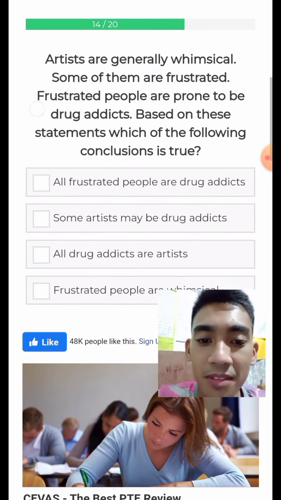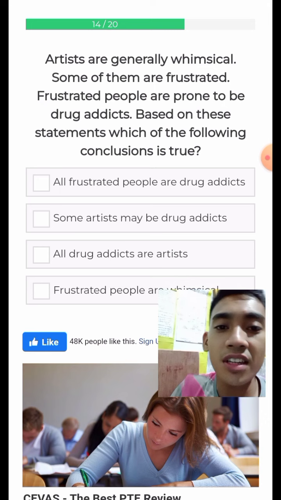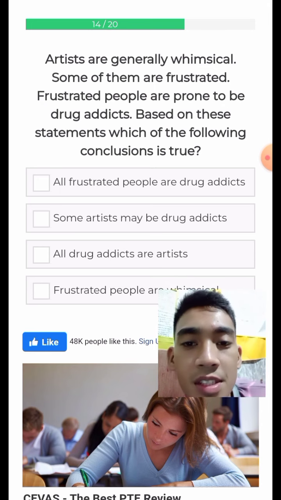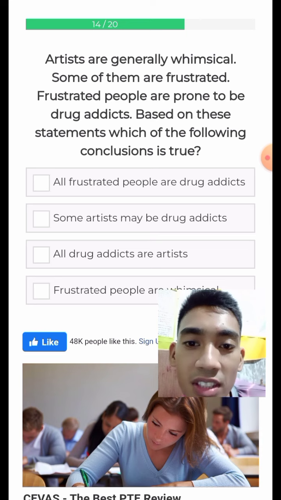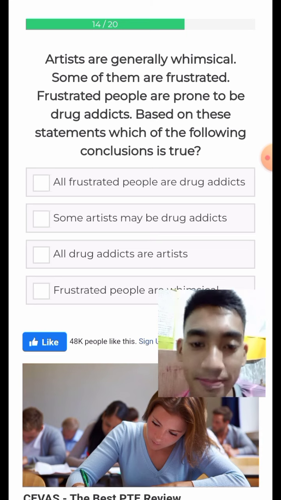Number 14. Artists are generally whimsical. Some of them are frustrated. Frustrated people are prone to be drug addicts. Based on these statements, which of the following conclusions is true?